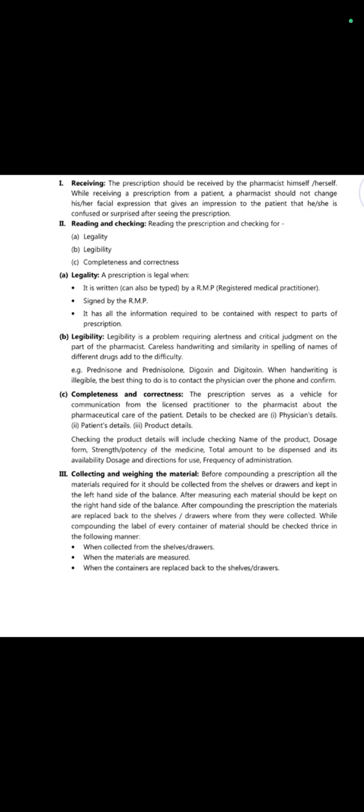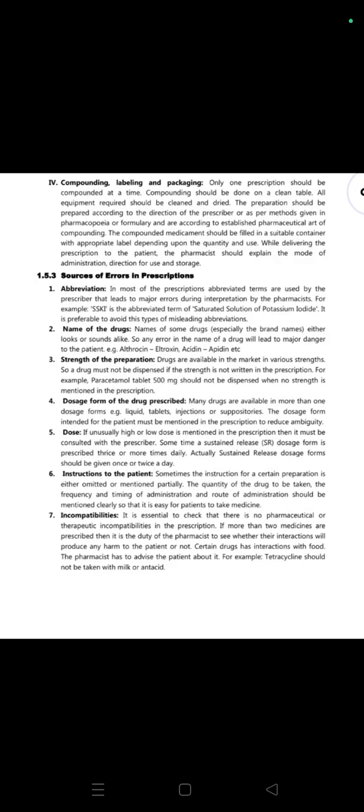While compounding, the label of every container of material should be checked thrice in the following manner: when collected from the shelves or dryer, when the materials are measured, and when the containers are replaced back to the shelves or dryers. Then compounding, labeling, and packaging.